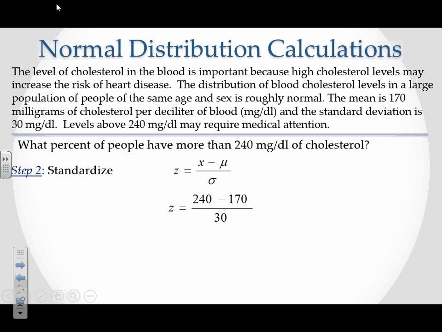So grab your calculators and do that. I want to make sure we're good all the way through this whole process. 240 minus 170, and then take that divided by 30.